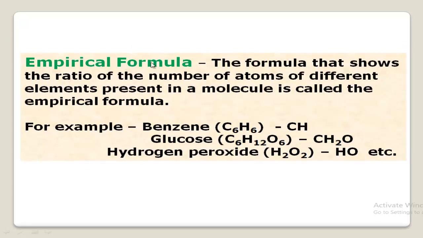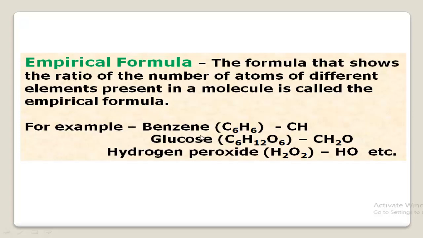Now empirical formula. The formula that shows the ratio of the number of atoms of different elements present in a molecule is called the empirical formula. The formula that shows actually the ratio of the number of atoms, not the exact formula. The ratio of the number of atoms of different elements present in that molecule is called the empirical formula.